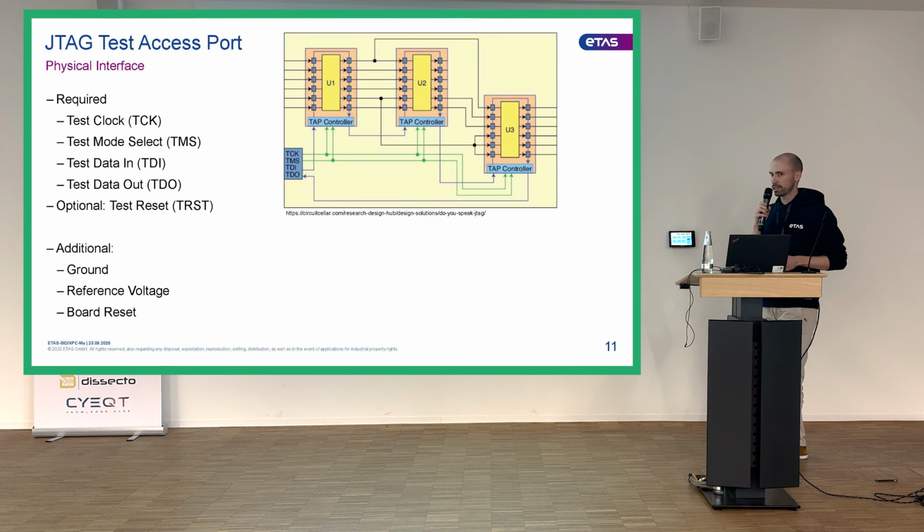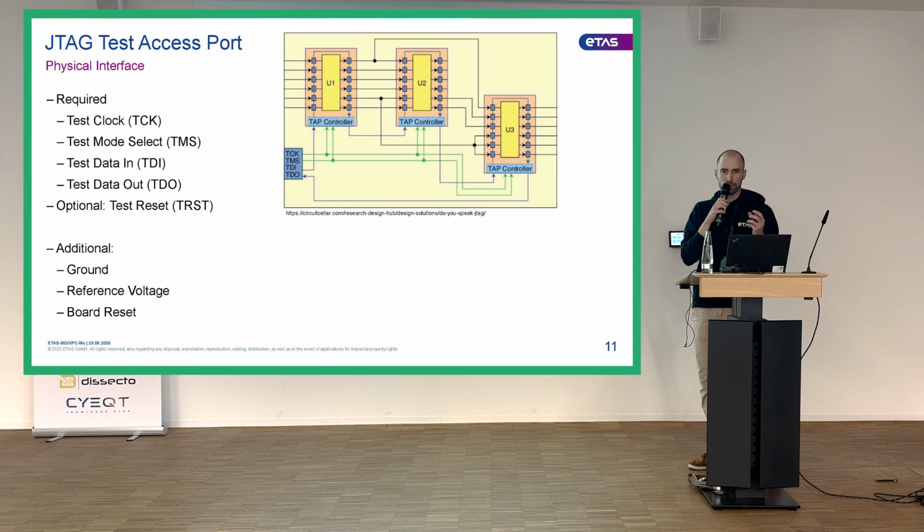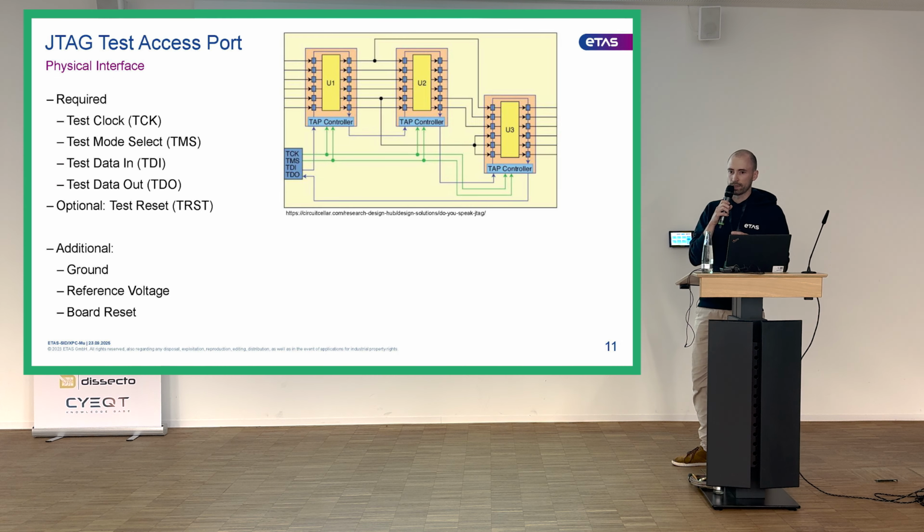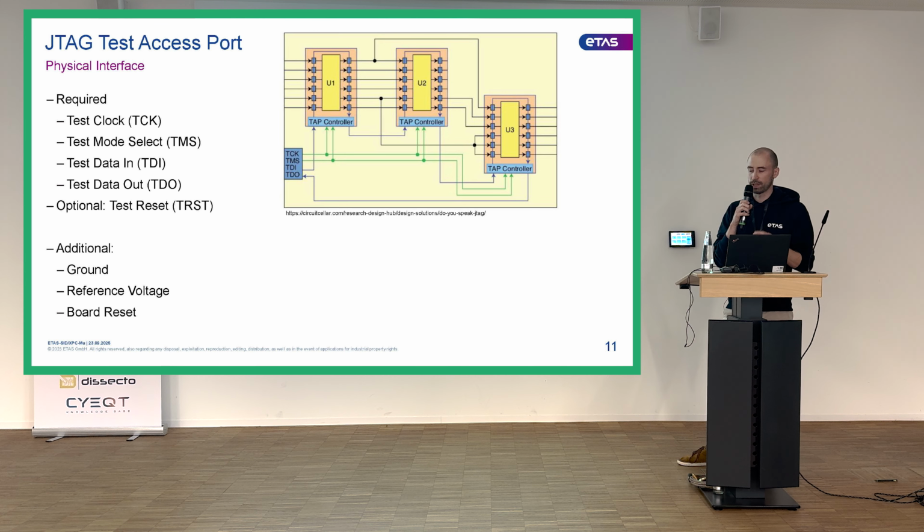Optionally, I can have a test reset, but normally that's not used because I have this special state in the state machine with which I can reset it as well, so I don't really need it. And then normally on a debug header or something on the PCB that I connect my debugger to, I'll also have a ground, a reference voltage, and a lot of the times I also have a board reset or a chip reset. And that's something you kind of have to figure out if you reverse engineer it.